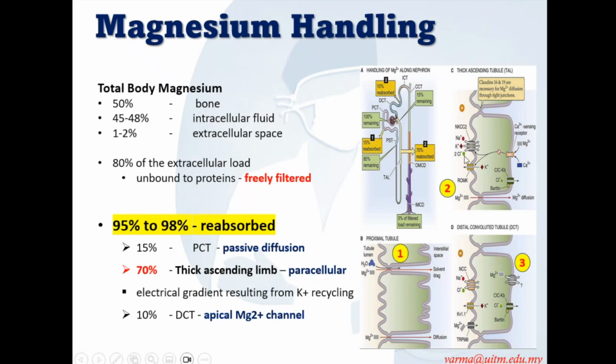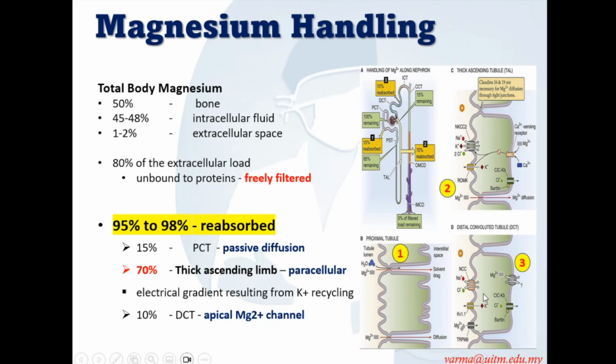In the proximal tubule, it is passive paracellular diffusion via solvent drag. In the thick ascending limb, also paracellular, but it needs a chemical and electrical gradient that is created by the potassium channel. We had talked about it a lot of times. And then finally, 10% in the distal convoluted tubule using an apical magnesium channel, a special magnesium channel. In the distal convoluted tubule, everything uses a special channel.